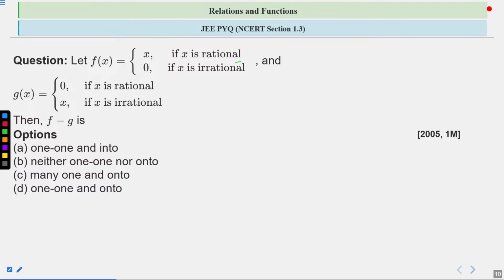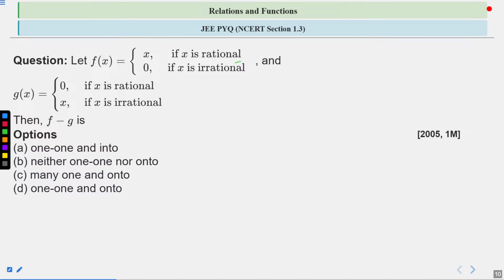Clear? So this is a piecewise function, right? So you can try to calculate f minus g in different conditions, and try to find whether it is one-one or onto, by using the conditions of one-one and onto, right? You know the condition of one-one: it should be either strictly increasing or strictly decreasing.